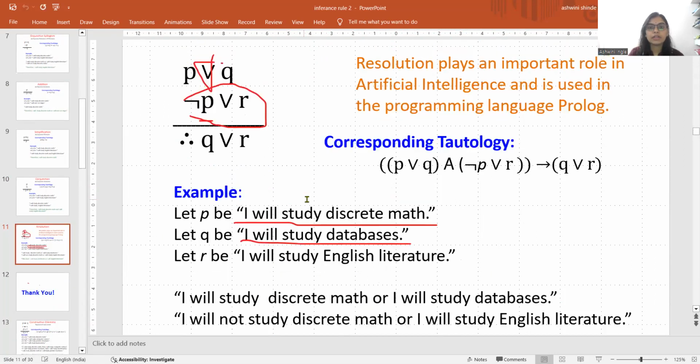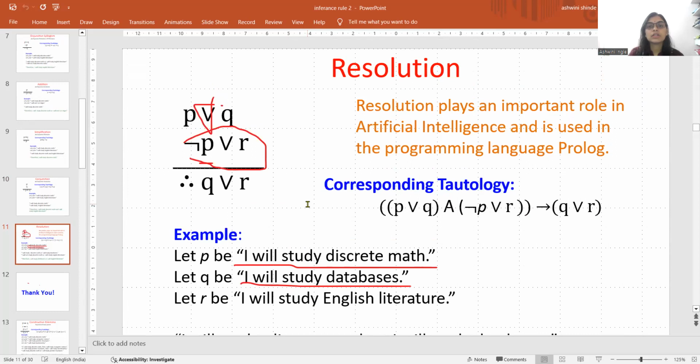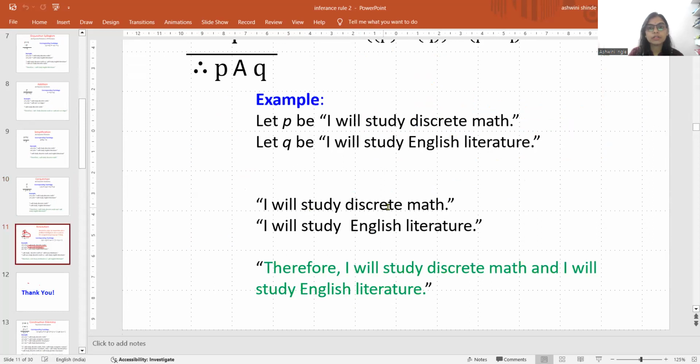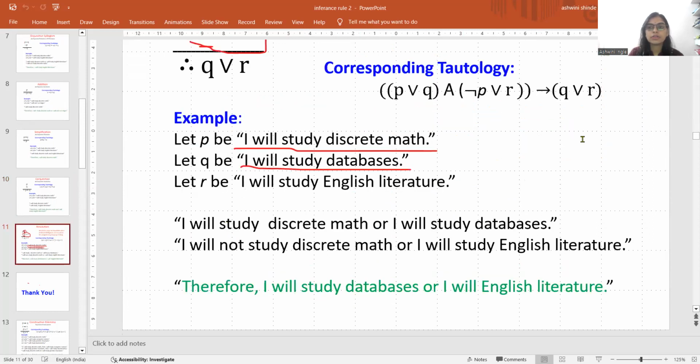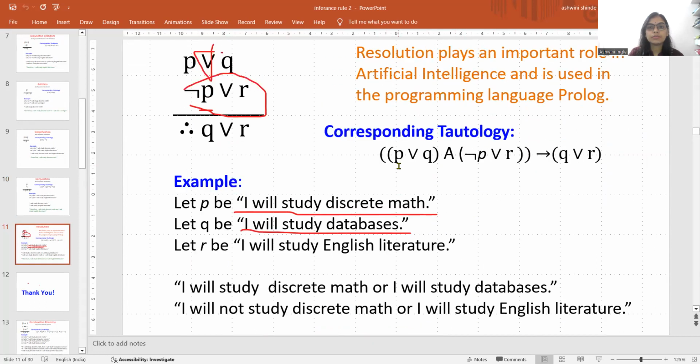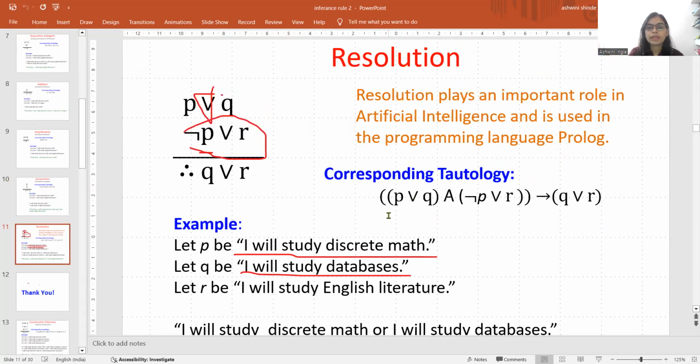After that, we see the resolution inference rule. This is a very important rule. It plays an important role in artificial intelligence and is also used in the programming language Prolog. Here we are using two premises: P or Q, negation P or R. And your conclusion becomes Q or R.